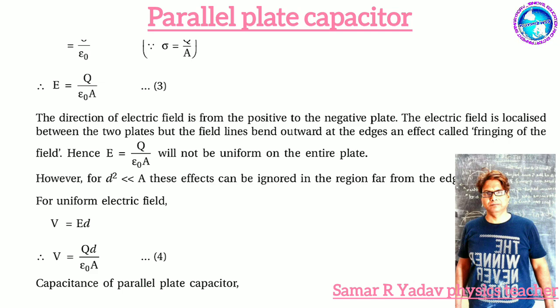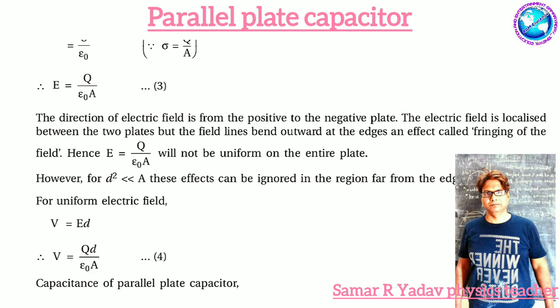The electric field is localized between the two plates, but the field lines bend outward at the edges, an effect called fringing of the field. Hence, E equal to Q upon epsilon 0 A will not be uniform over the entire plate. However, for d squared less than A, these effects can be ignored in the region far from the edges.